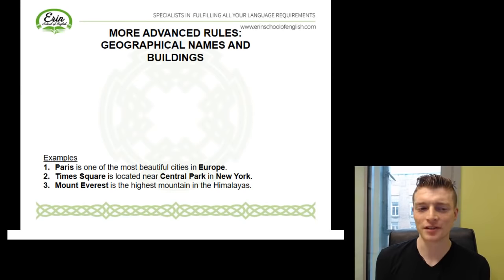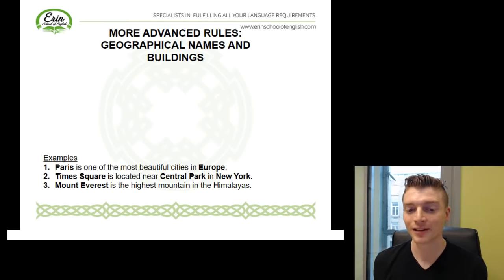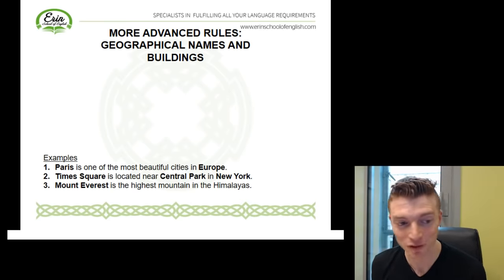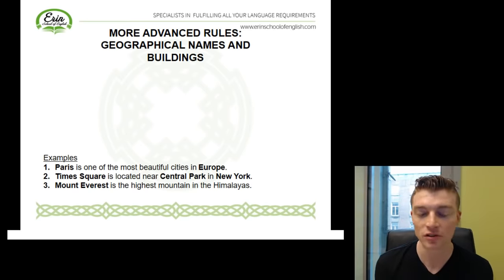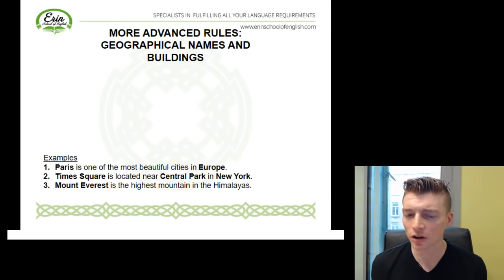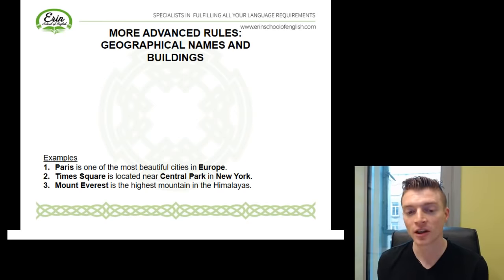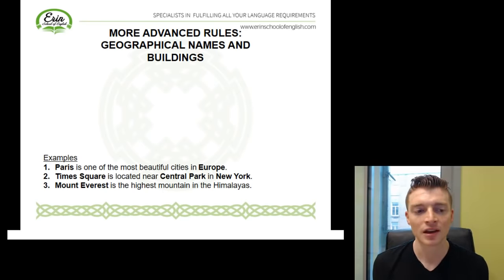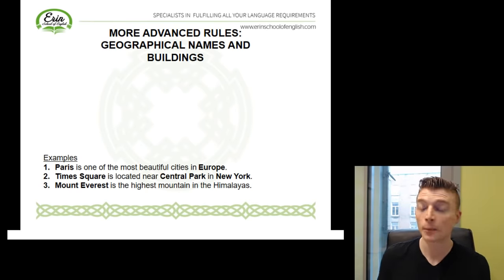Okay, now have a look at these examples. Number one, Paris is one of the most beautiful cities in Europe. So here we've got an example of a superlative, the most beautiful, so we use the. But what about the highlighted parts here? Paris, Europe. There's no article here, is there? Number two, Times Square is located near Central Park in New York. Once again, no articles are used before the words in bold. And finally, Mount Everest is the highest mountain in the Himalayas. So Himalayas, it's a mountain range, we're using the, but we're not using an article before Mount Everest.